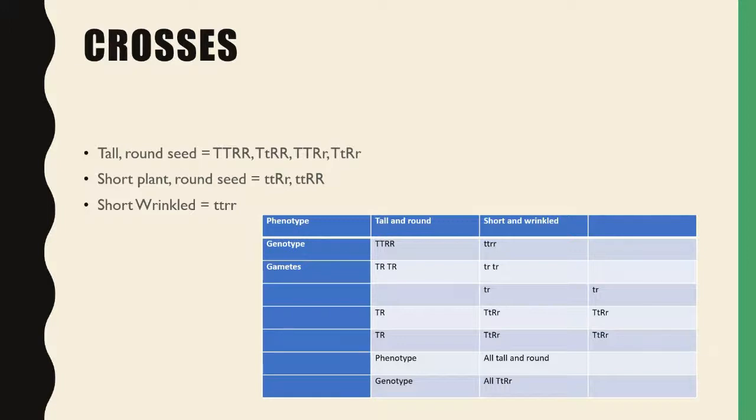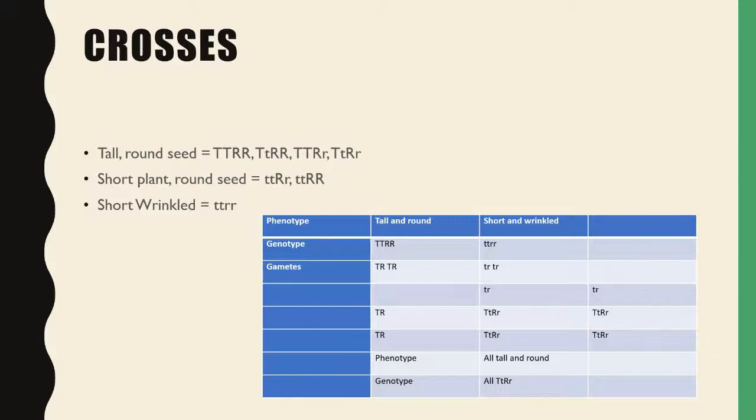The best way to do it is to take the T on the far left when we're looking at the genotype for tall and round. You take the capital T and cross it with the first capital R, then you go to the second capital T and do that with the second capital R. There are no other combinations you can possibly do, and it's the same for short and wrinkled.